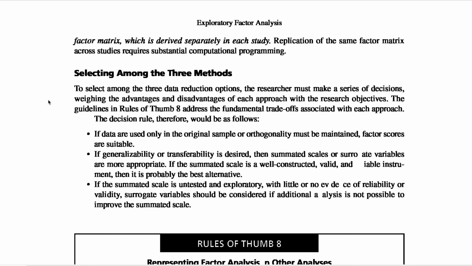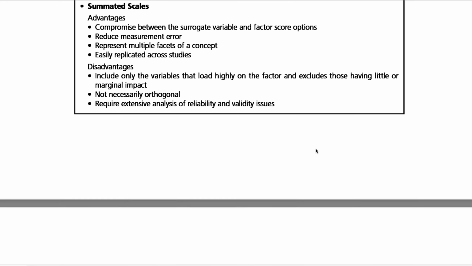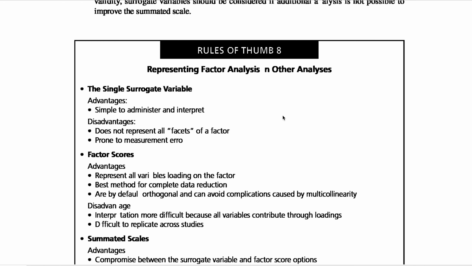if additional analysis is not possible to improve the summated scale. This is rule of thumb 8, representing factor analysis, and I have taken this from the book Factor Analysis, written by Joseph Hair. He is the researcher and the author of this book.